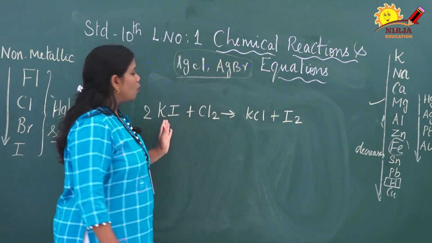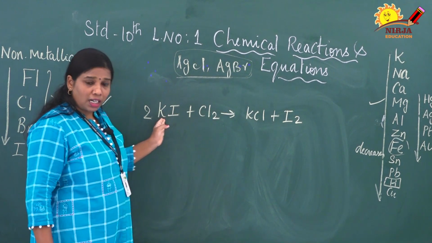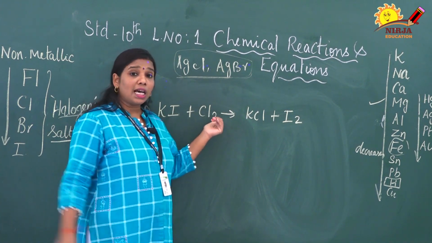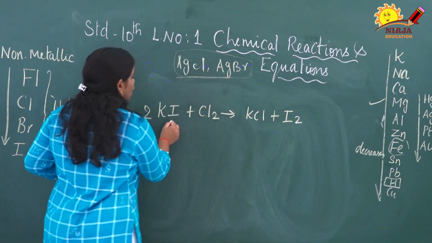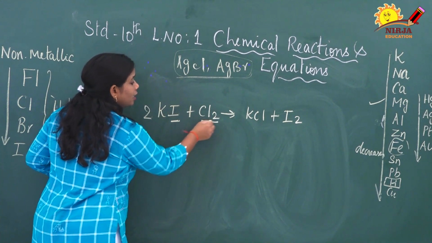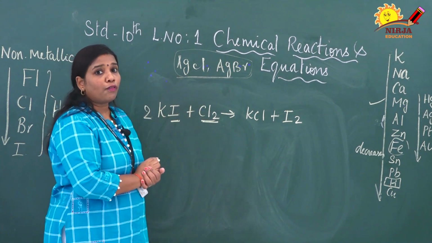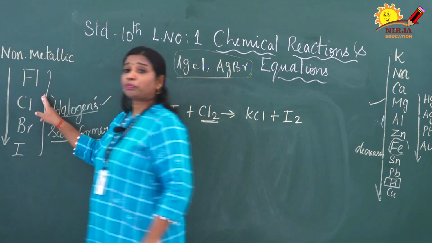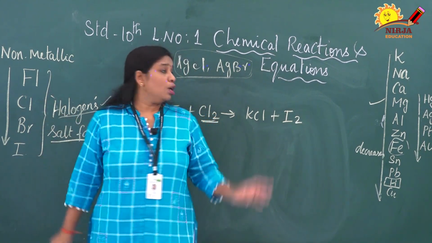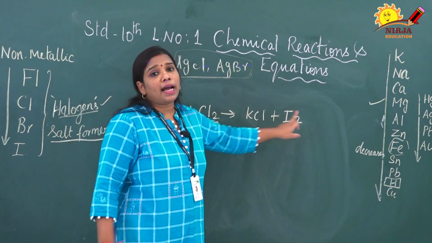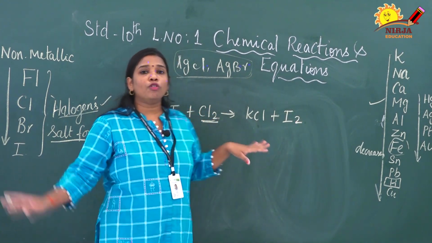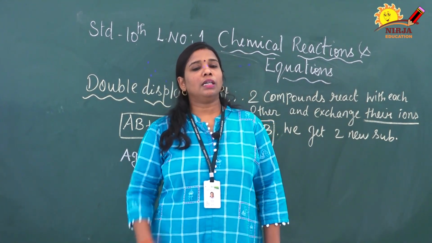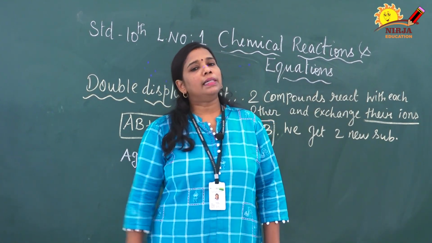We are going to solve one example. Potassium iodide reacts with chlorine. Chlorine is a halogen here, so you have to think whether displacement happens or not. Of course, chlorine can displace iodide, because chlorine is more reactive than iodine. So it converts into potassium chloride and iodine. This is one example of non-metallic displacement. I hope you have understood single displacement reaction. In the next video we will discuss double displacement reaction.